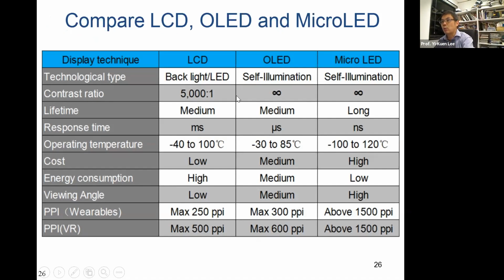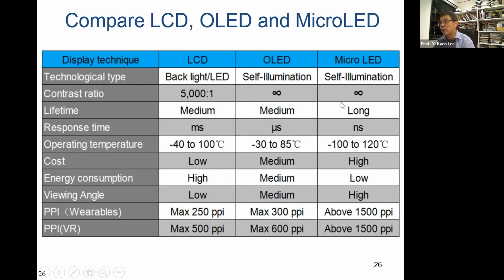That's why many smartphone companies like Apple, with the iPhone 10, use OLED, self-illumination. In this case, power consumption is medium, and the contrast is good. It's used for wearables and VR, and the resolution is good. So why is micro LED important? Self-illumination, right? They don't need a backlight.